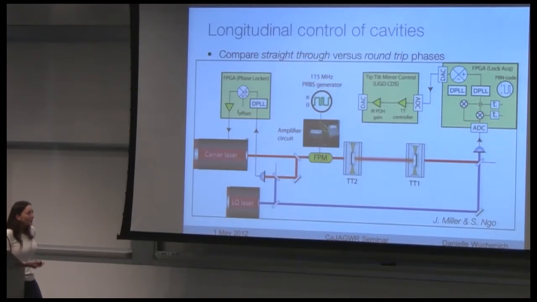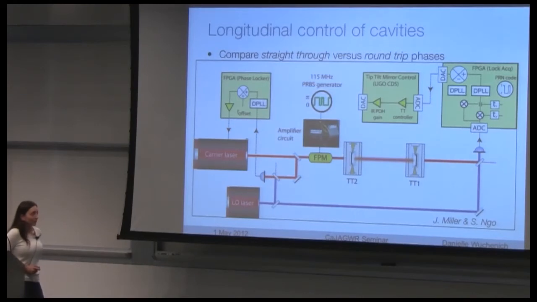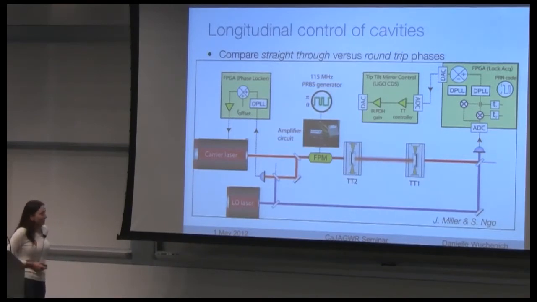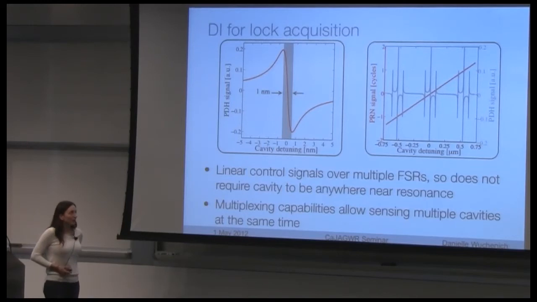So one way that you could potentially use digital interferometry in a lock acquisition scheme is to do a single pass versus multi-pass cavity measurement. This is just for one of the cavities that we want to look at. You compare the straight through versus the round trip phases, and you get information on how to lock. You can get an error signal over multiple free spectral ranges. So this is a comparison between a PDH error signal and a PRN, or digitally enhanced, error signal.